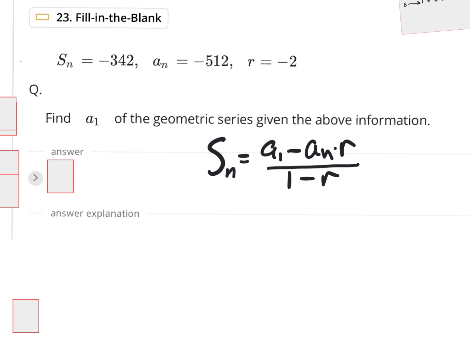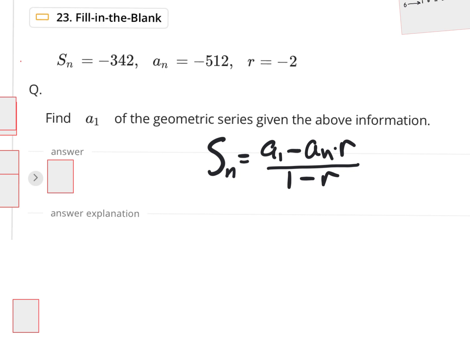If they would have said n equals 50, then I would have used the other one, the one that had the r to the n, and I could plug in 50 into the position of n. But anyways, you got to look at what they give you to see which formula you're going to use. So let's plug in everything that we know.